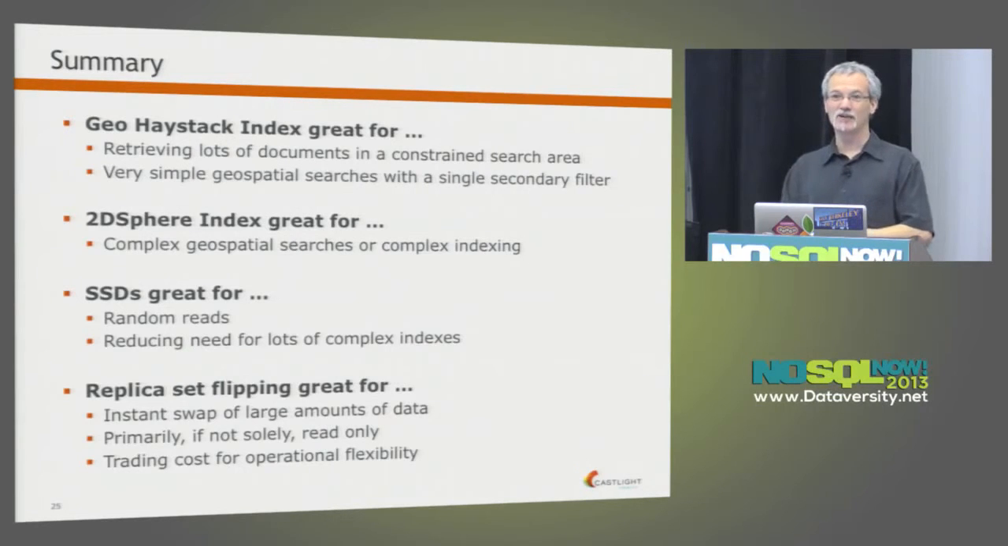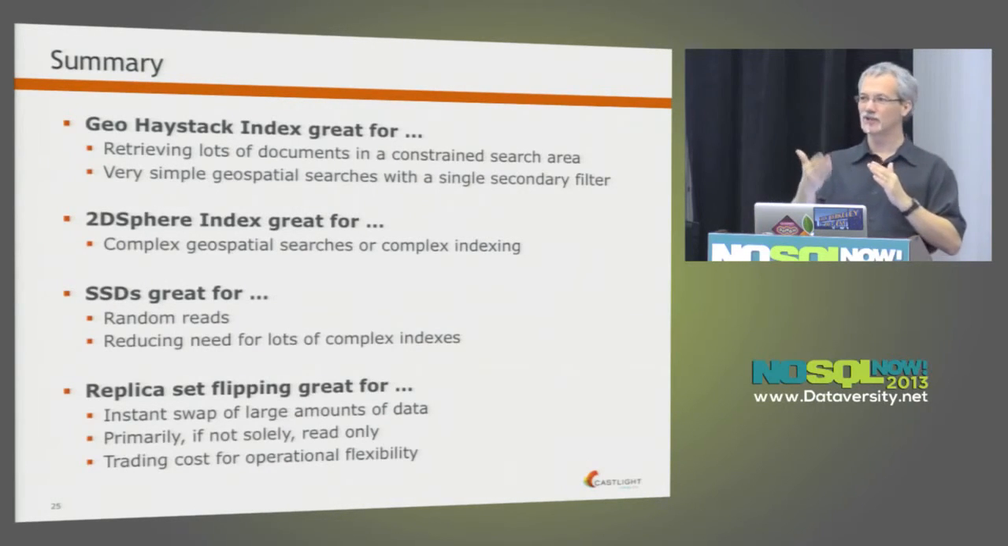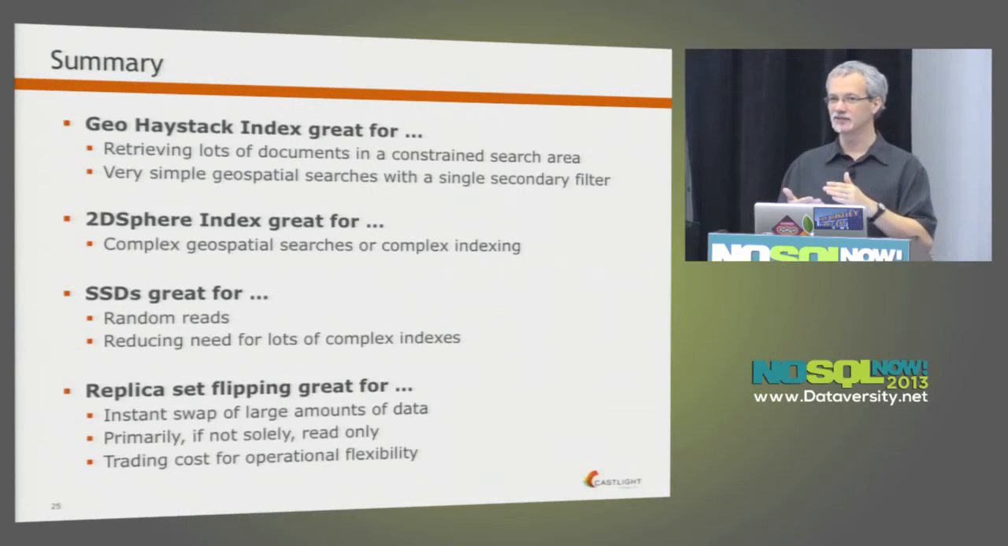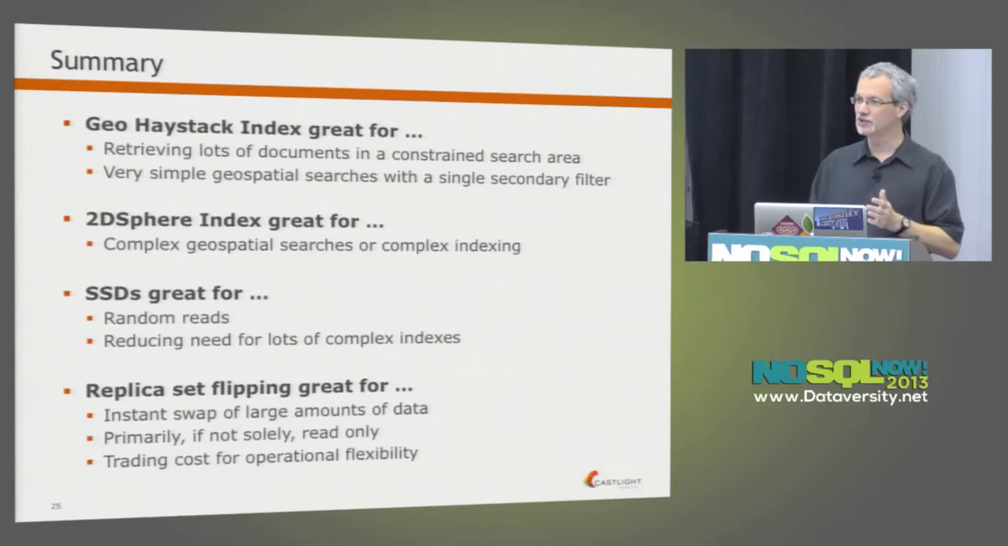If, however, you have more complex types of searches that you need to do, or you need more complex indexing, like the secondary part of the composite index doesn't provide enough selectivity, then you definitely want to look at the 2D sphere. In general, I would say look at the 2D sphere, and probably at this point not really bother with a haystack index at all.